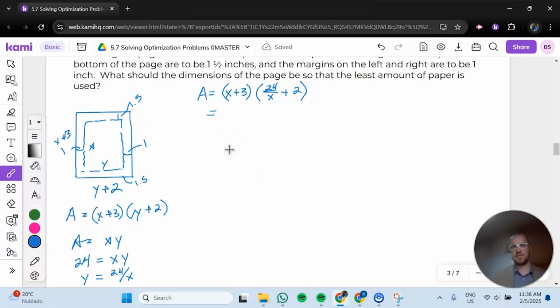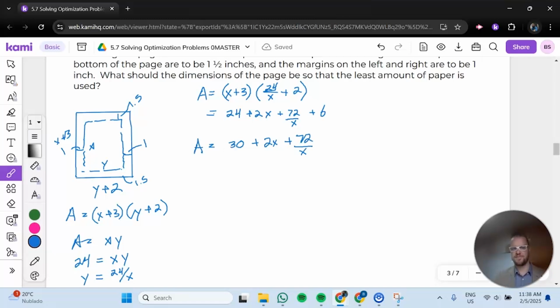So this is going to be x times 24 over x, which is just 24. The x's will cancel. And then plus 2x. Then we'd multiply the 3 in. And so we're going to get 72 over x plus 6. Okay. And then at that point, I can, of course, put my 24 and my 6 together. So I'll get 30 plus 2x plus 72 over x. At that point now, I can go ahead and take my derivative.